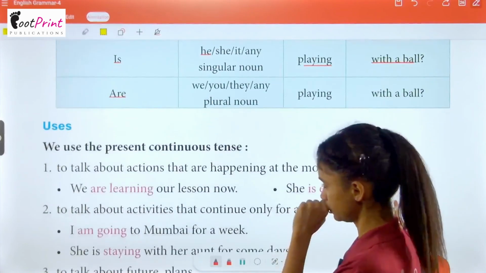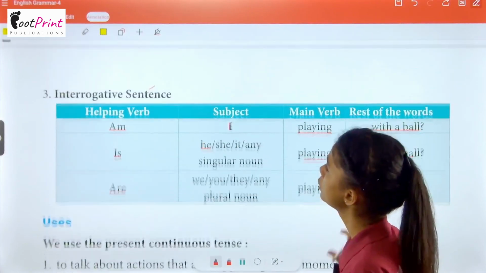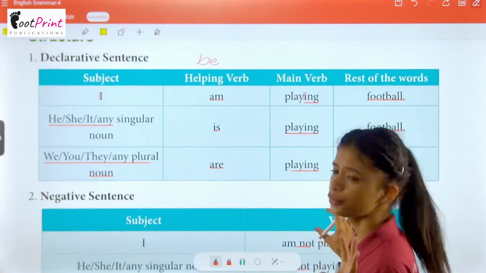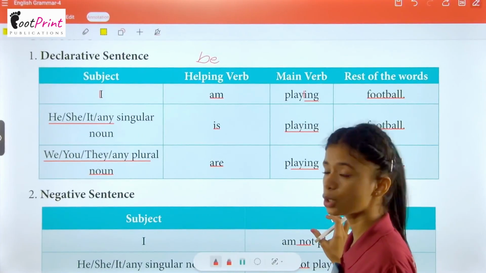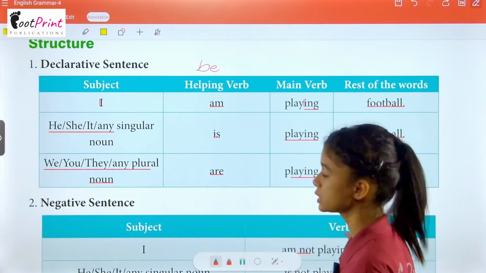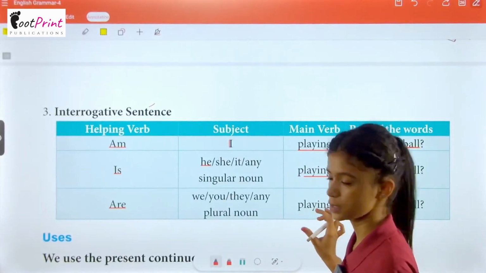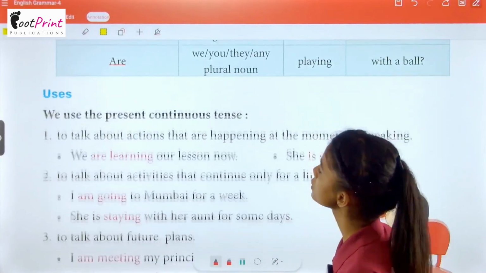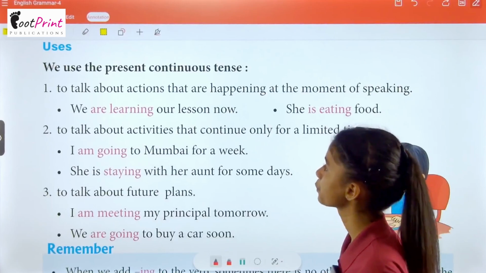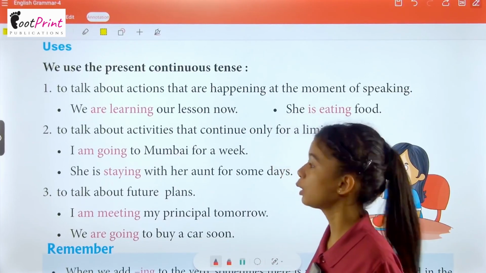Okay. So this is how we have learned to make three types of sentences in present continuous tense. That is declarative sentence, negative sentence, and our interrogative sentence. Now we have the uses of present continuous tense. So when do we use it? How do we use it?